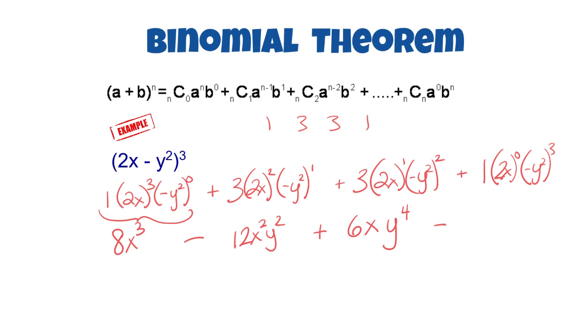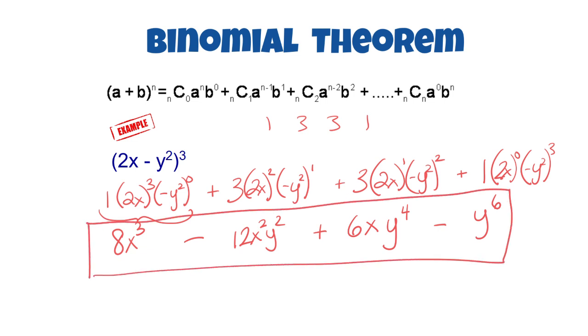I've got 2 to the 0 is 1, everything's just a 1. Probably don't even need to write the 1. The x is to the 0, that's going away. All I have left is this y to the 6th power. Power to a power, you multiply those. Okay, there's our answer right there.